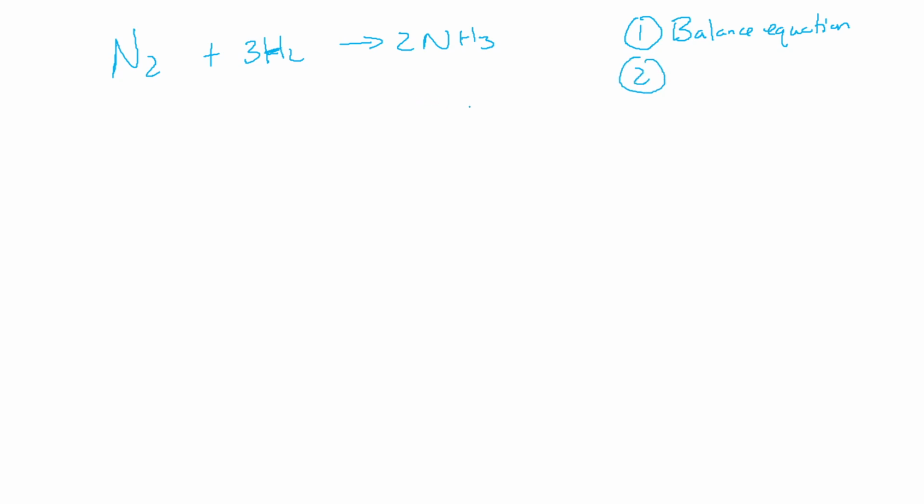The second thing you want to do is take whatever piece of information they gave you, and in a basic stoichiometry problem, you'll probably only be given one actual number or piece of information. You want to take that number and convert it to grams.